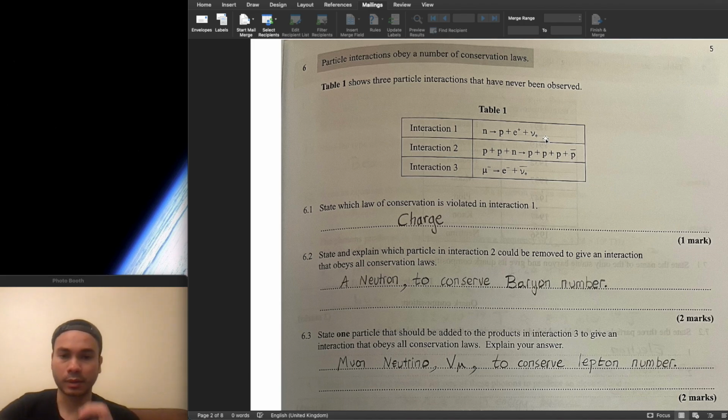State and explain, this is 6.2 now, state and explain which particle in interaction 2 could be removed to give an interaction that obeys all conservation laws. Okay, well, let's first of all look at all the laws. So we have +2 from the 2 protons, 0 from the neutron on the left. We have 3 plus -1, so we have +2 charge on the right hand side. So charge appears to be conserved.